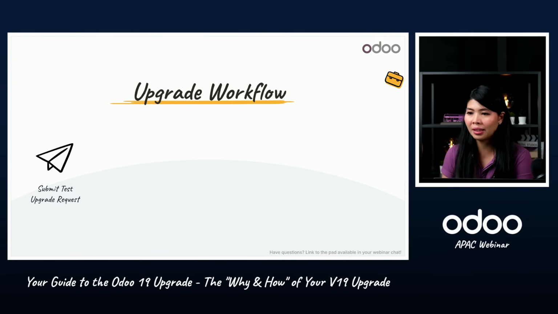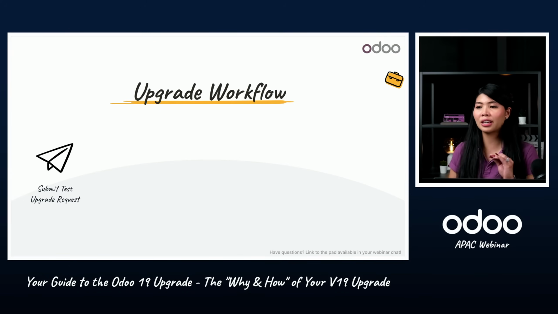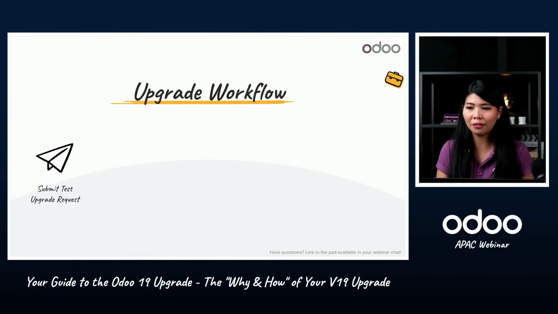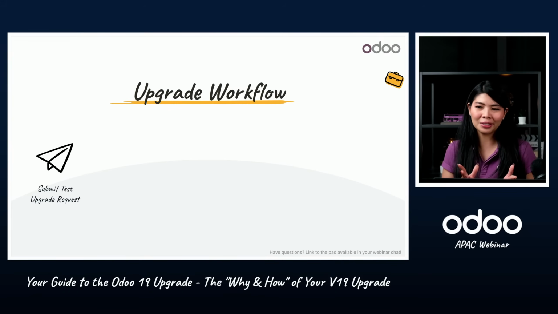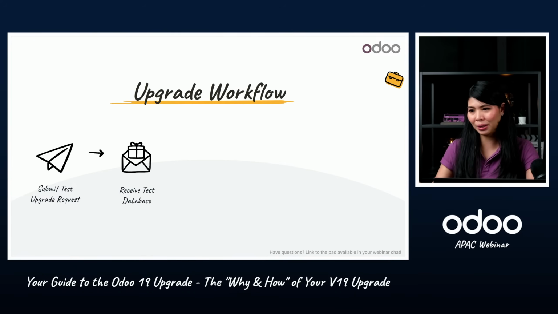The first thing that you and your partner can do is actually submit a copy of your dump production database. This is really just your standard modules that's sent to our upgrade servers. We run our migration scripts to convert that data into the code of the new version of Odoo. And if everything goes well, you, our customer, and our partners will receive the upgraded test database.